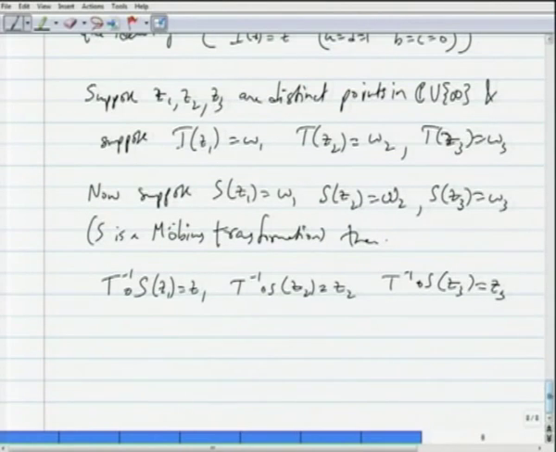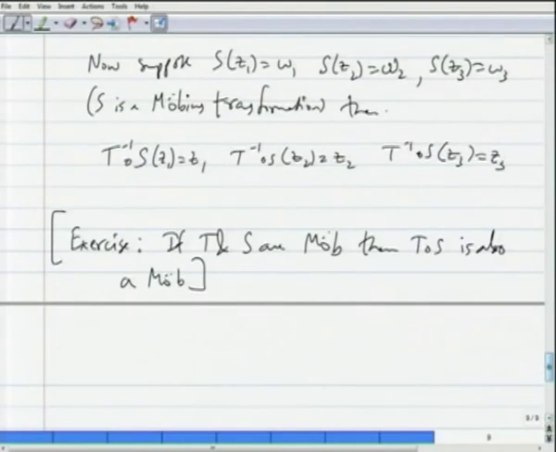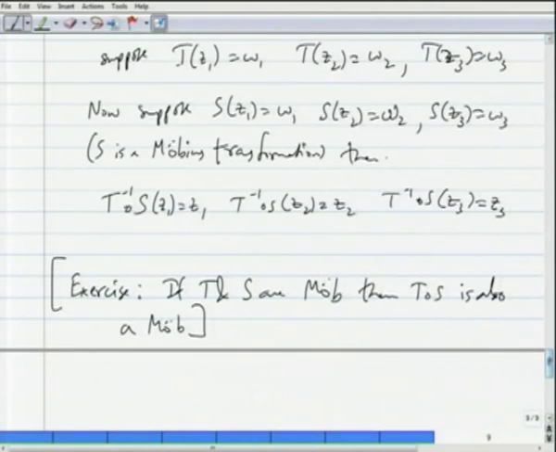Actually that is an exercise: if T and S are Mobius transformations, Mob for short, then the composition of these is also a Mobius transformation. That is an easy exercise. The viewer is advised to solve this exercise. Just compose and show that the condition A d minus B c for the new constants which arise when you compose also holds.